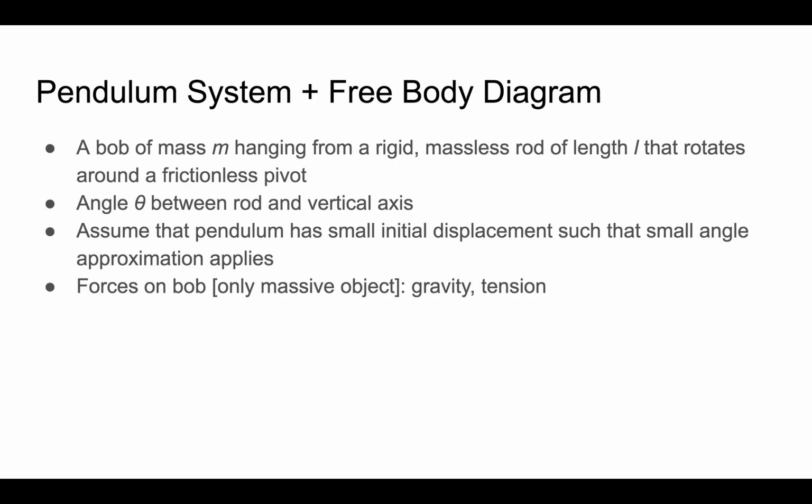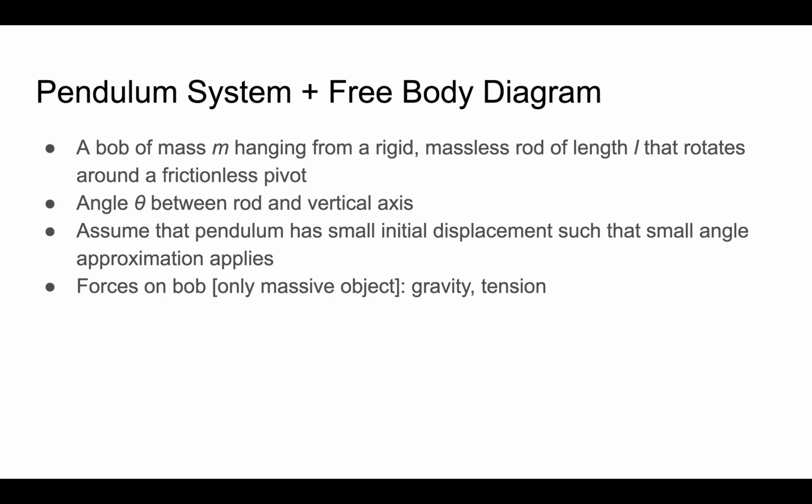So the only forces in this system are the force of gravity acting on the bob and the force of tension that the rod exerts on the bob. There's no friction of any sort as the pendulum rotates, and there are no forces on the pivot or on the rod, because if there were, they would accelerate infinitely.